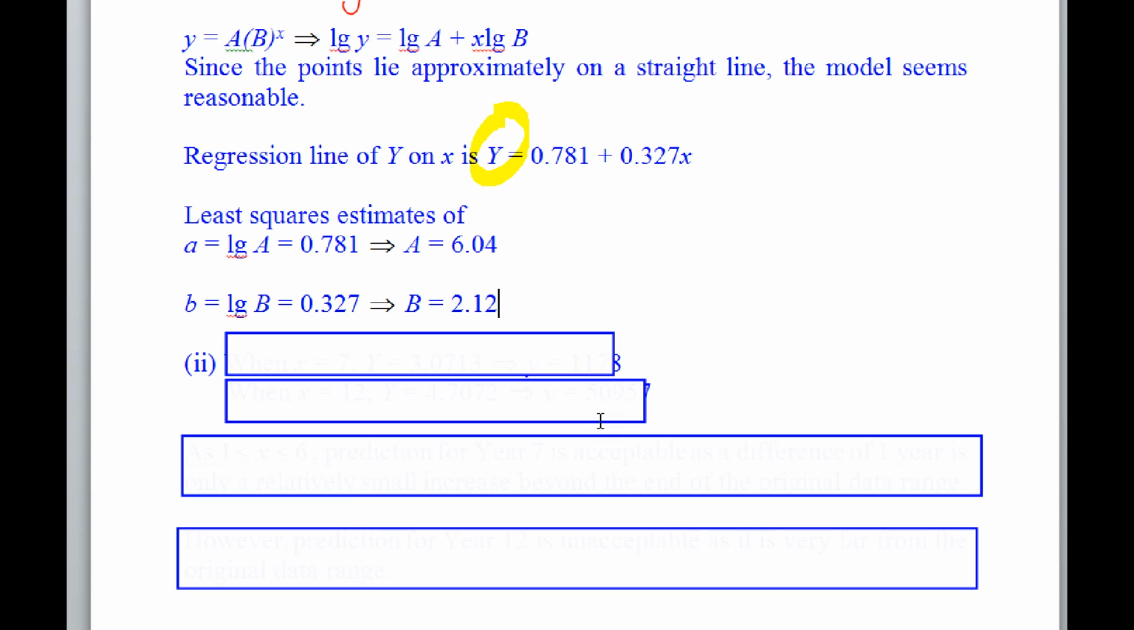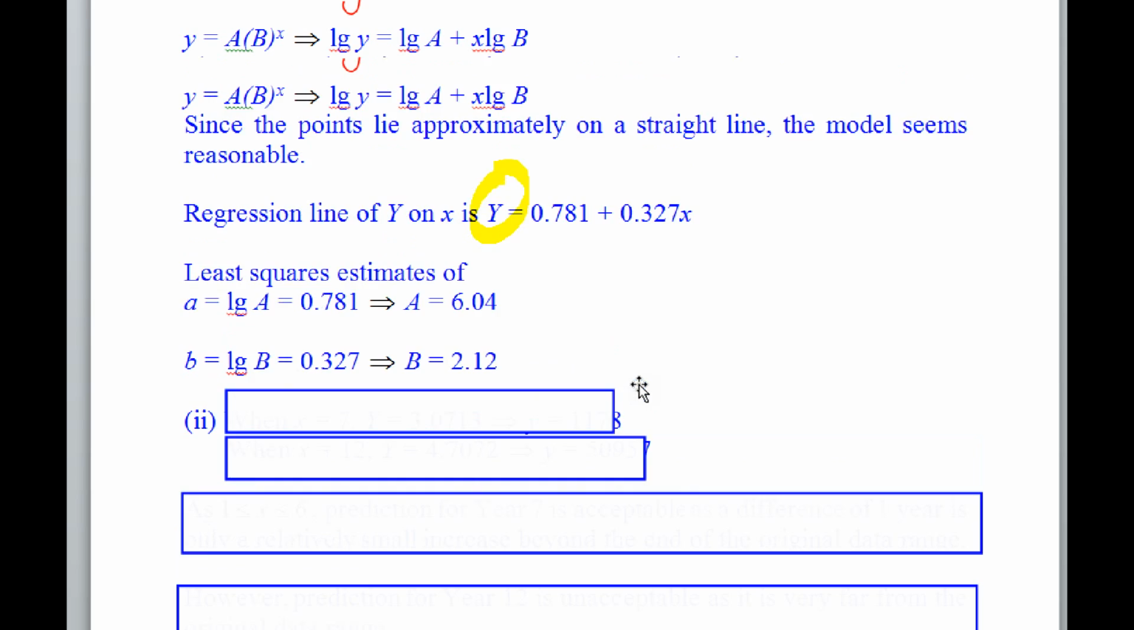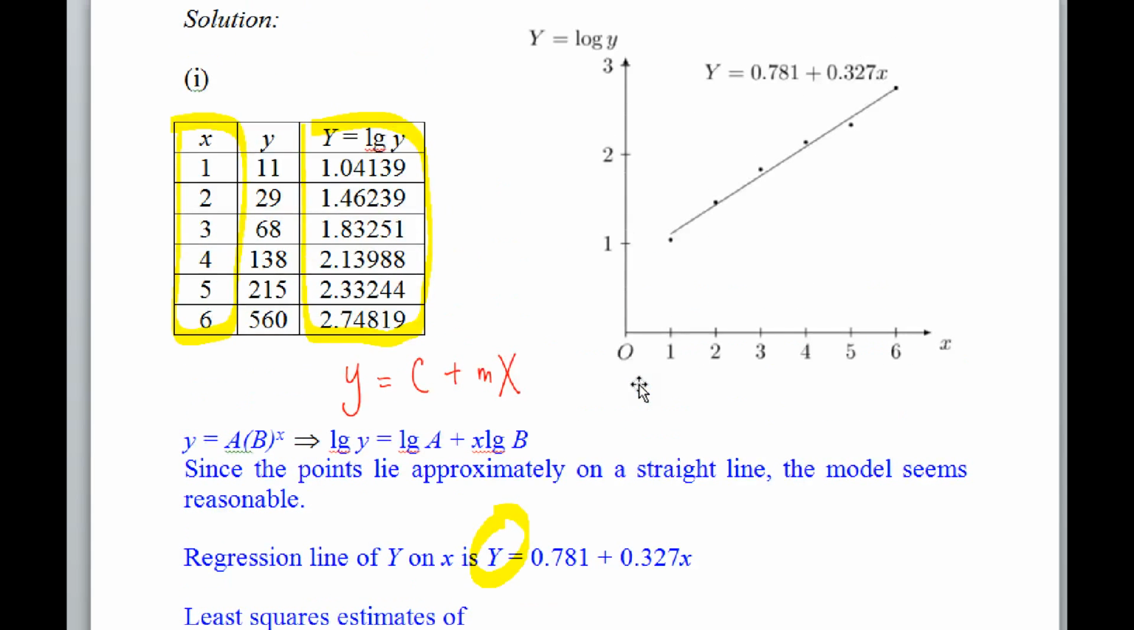Okay, this one you have to recall your O-level knowledge of transformation, your big X, big Y. Next, the question asks us to predict the sales in year 7 and year 12. Okay, let's take a look.